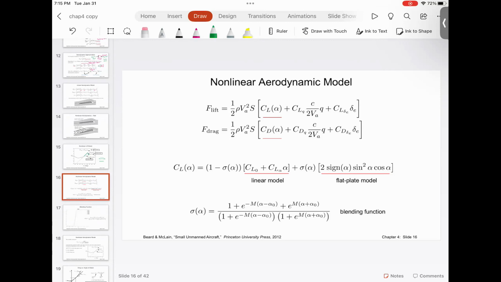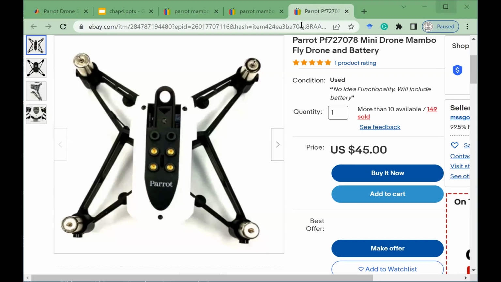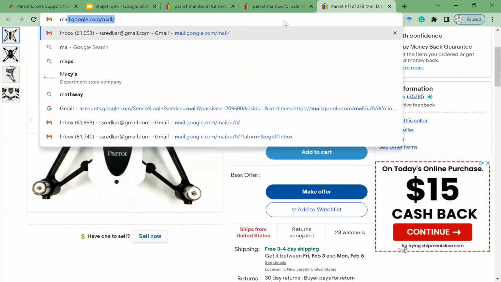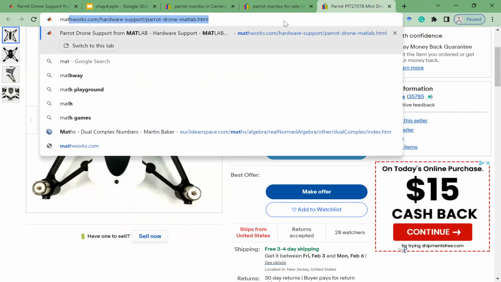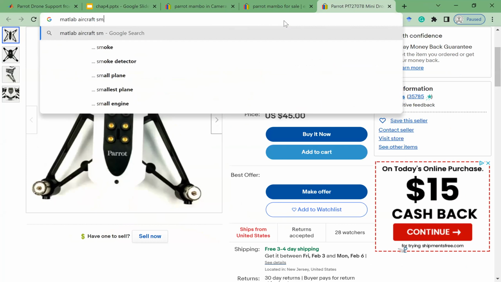But one important resource which I would like to show you is something like MATLAB aircraft simulation.